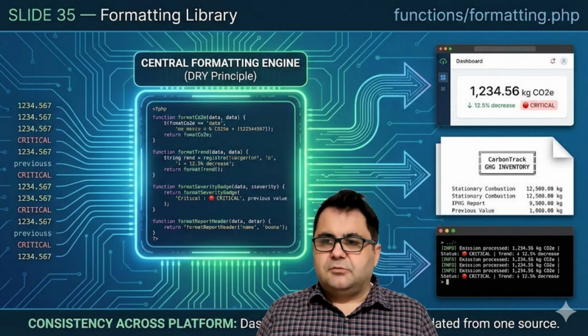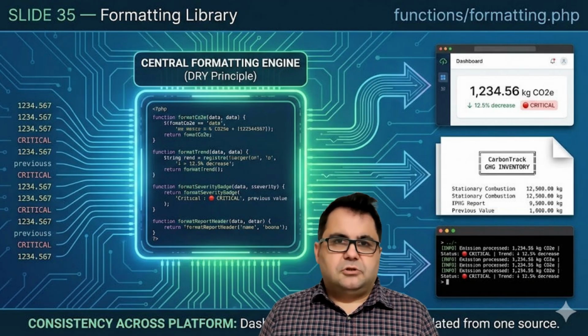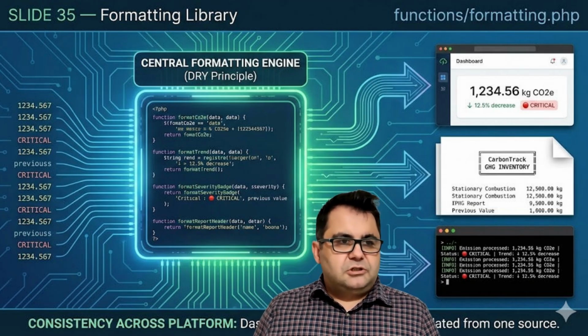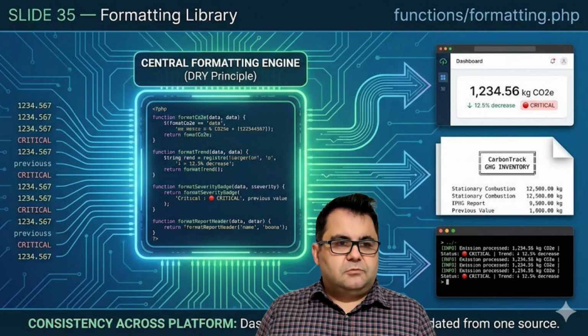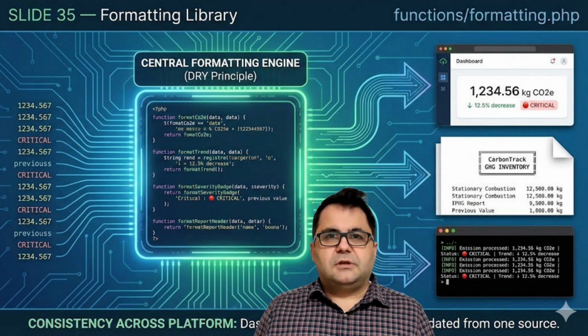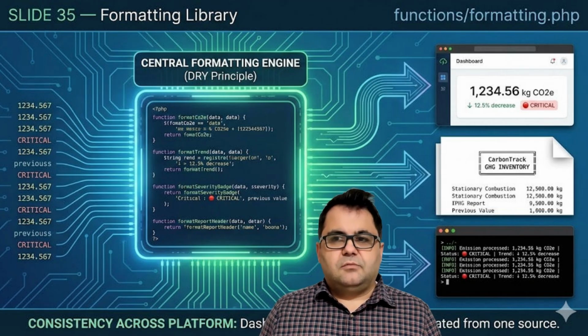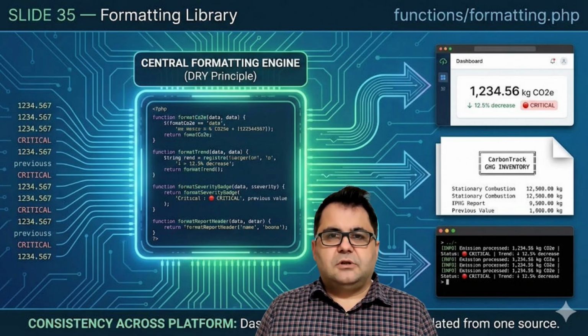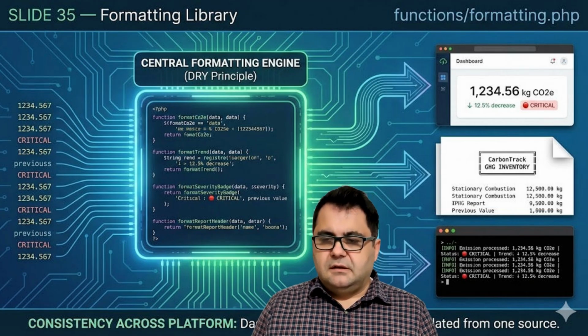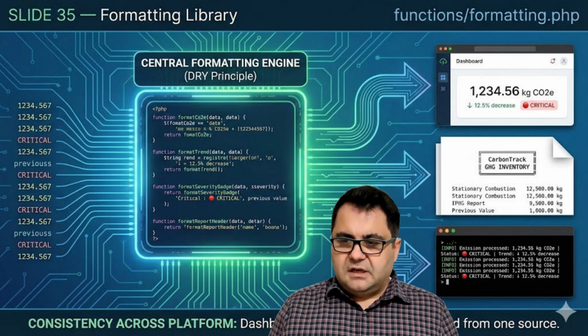The formatting library handles all display concerns. Format CO2e produces consistent emission value strings. Format trend calculates and formats year-over-year changes with direction arrows. Format severity badge pairs severity levels with icons. Format report header creates the report title block using Heradoc. Format tables for aligned columns.